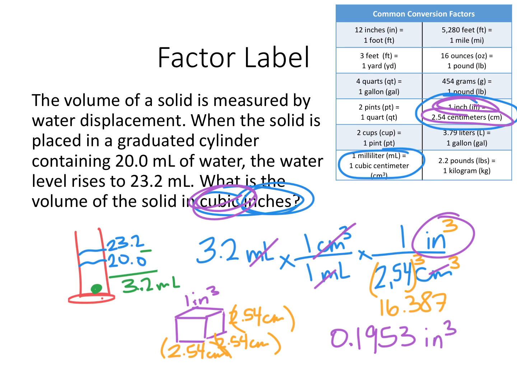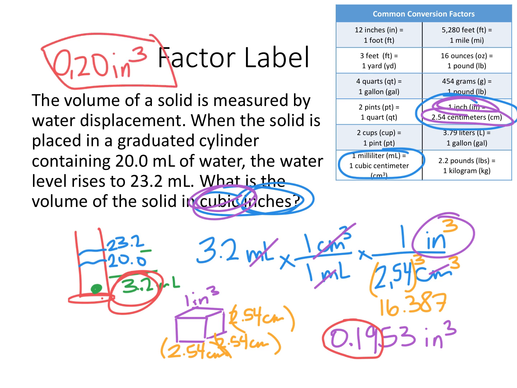When I'm looking for significant figures, I have, how many is this here? 2 significant figures in my 3.2. So I want 2 significant figures, but that 5 rounds up. So I'm going to have to write it up at the top here. 0.20 inches cubed. There we go.